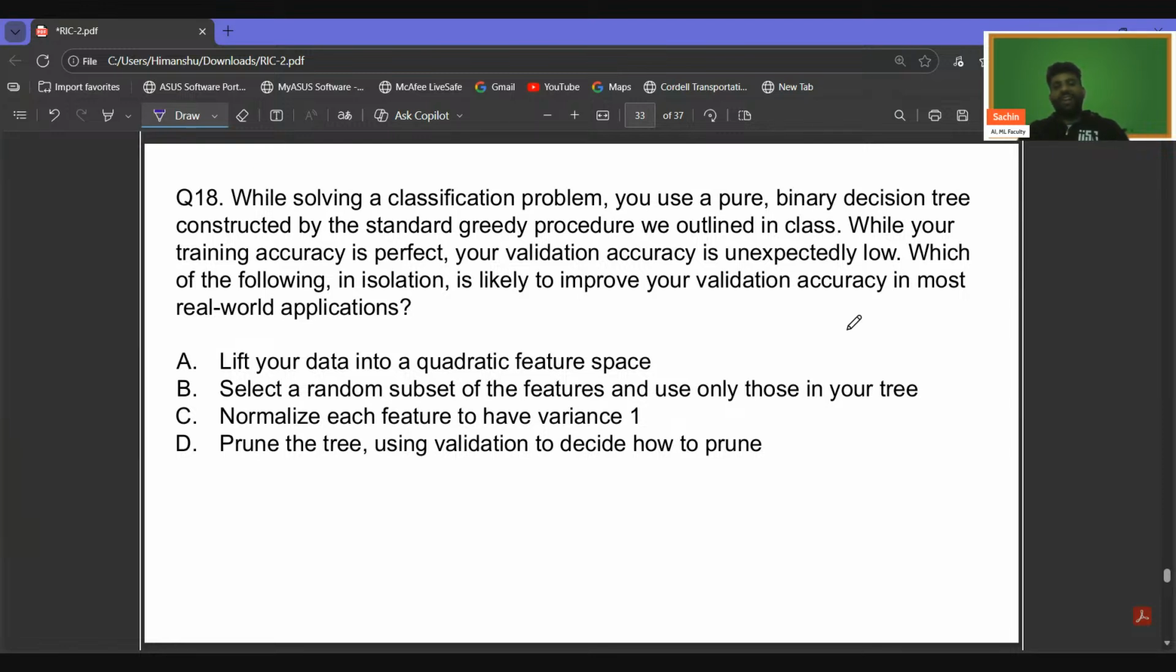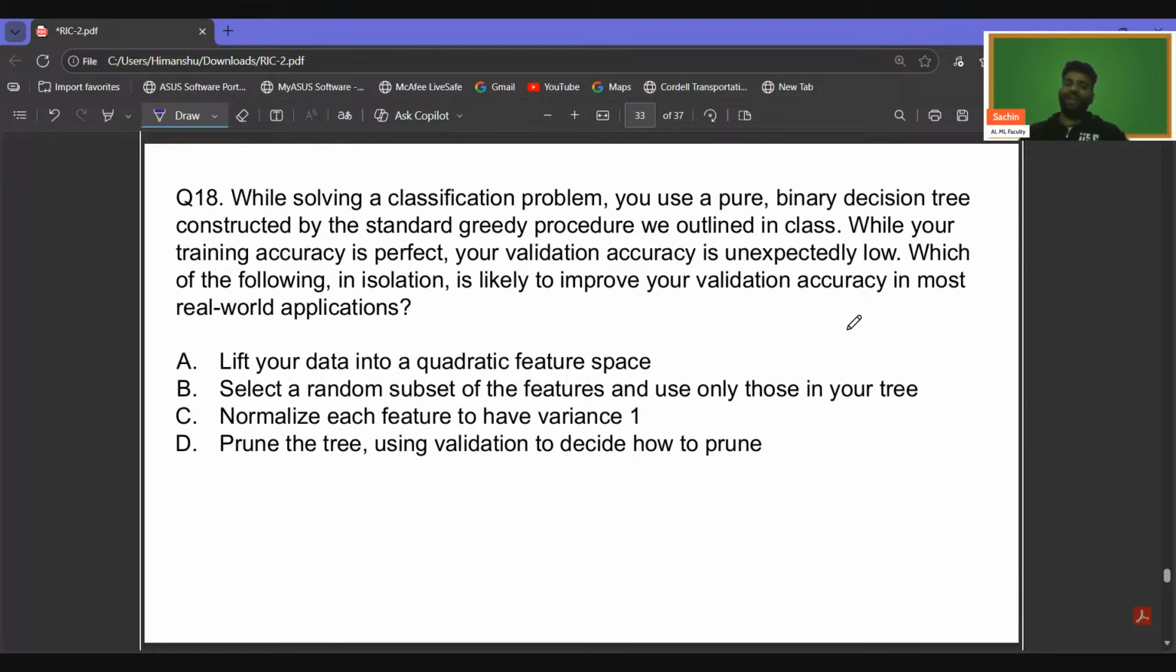So while your training accuracy is perfect, your validation accuracy is unexpectedly low. Which of the following, in isolation, individually, that means, is likely to improve? If you do this only separately, it would improve your validation accuracy. We were having an overfitting kind of a problem. Yes, training accuracy was perfect, but validation accuracy was less. So how do you actually improve upon that?